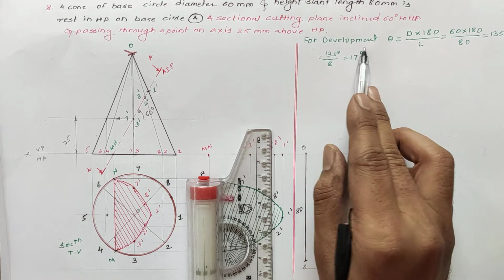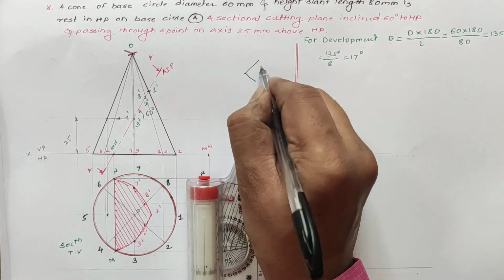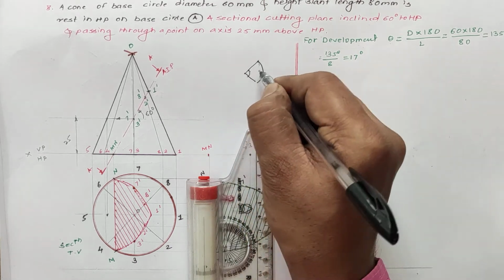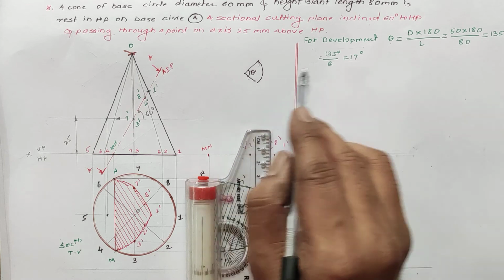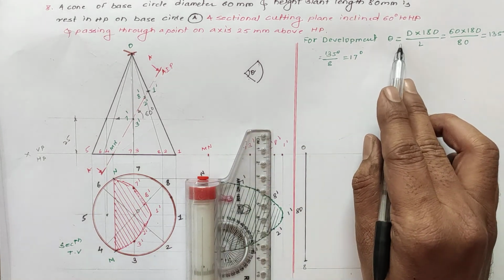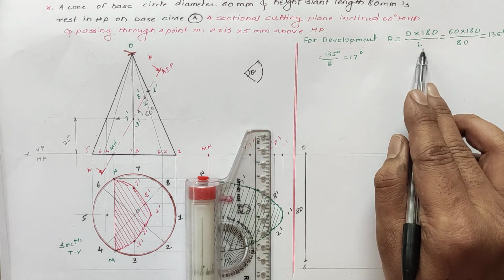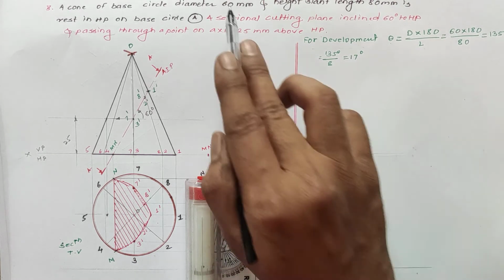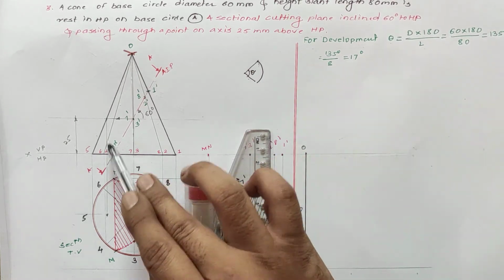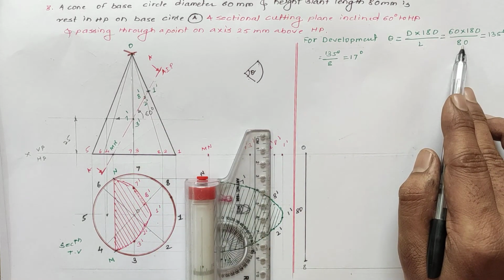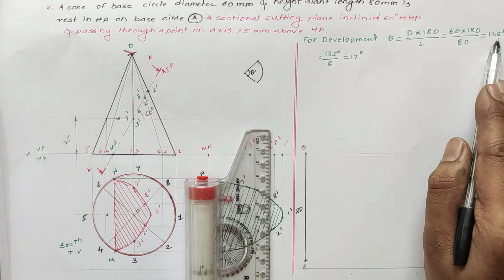For development, we can use the formula. After opening the cone, we don't know the angle theta. For this we can use the formula theta is equal to capital D into 180 divided by L. D means the diameter of the base circle, that is 60 mm, and L is the slant edge length, that is 80 mm, and into 180 we get the angle theta, that is 135.